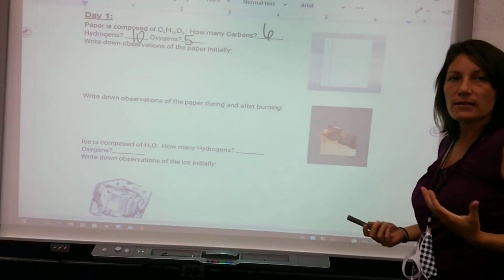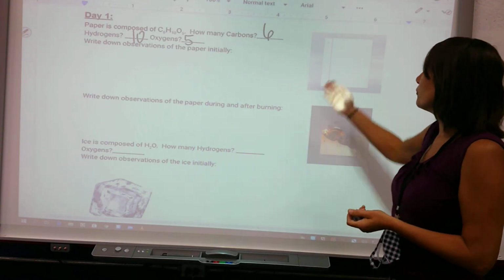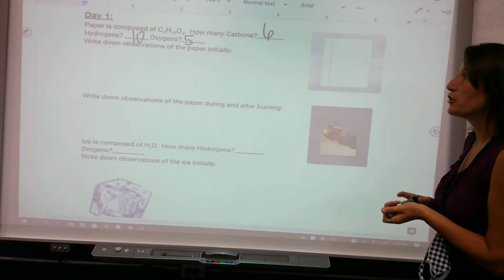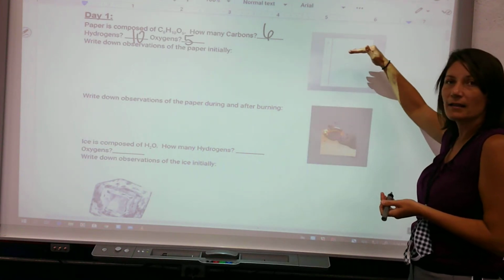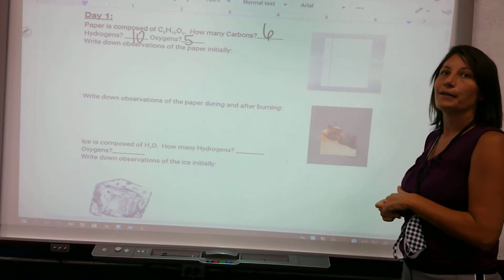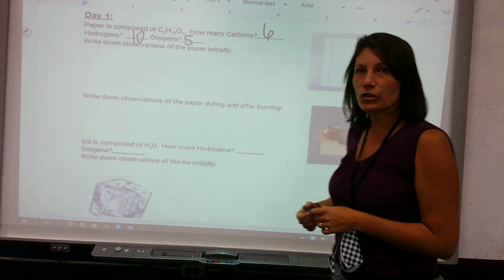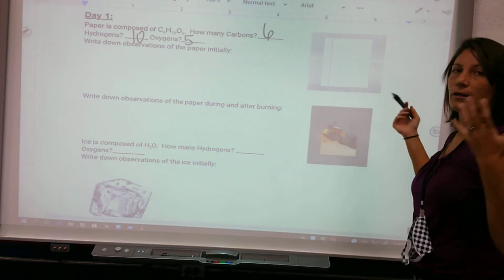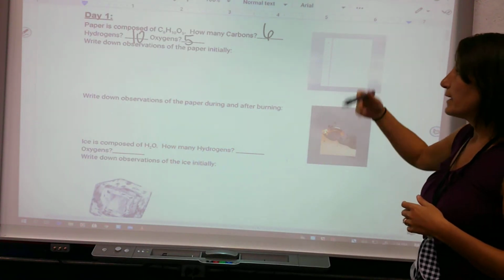So then I said, write down some observations. If you're looking at this paper, some of your observations might be that there's a red line on it, it is lined with light blue stripes, and there are 3 holes down the side. You could get a ruler out and measure it if you wanted to. Whatever you can come up with.